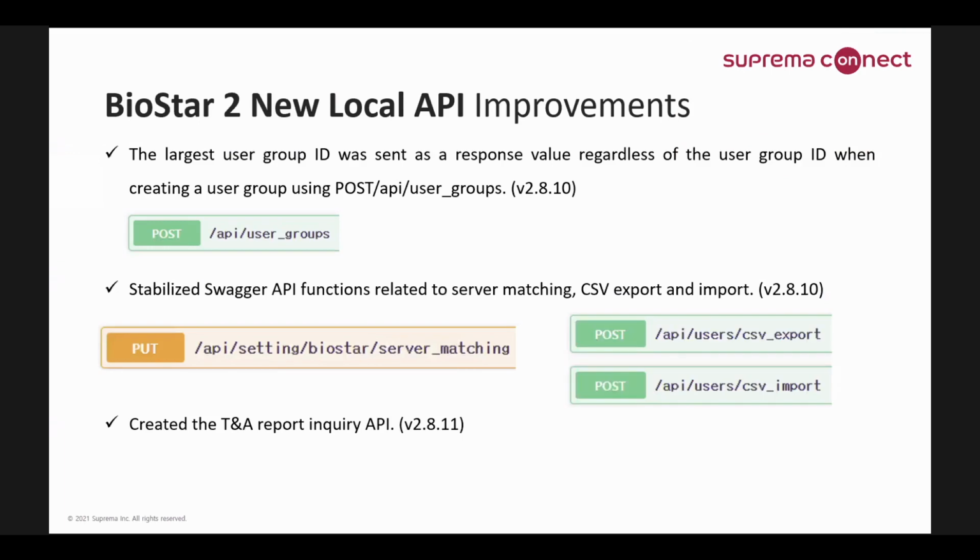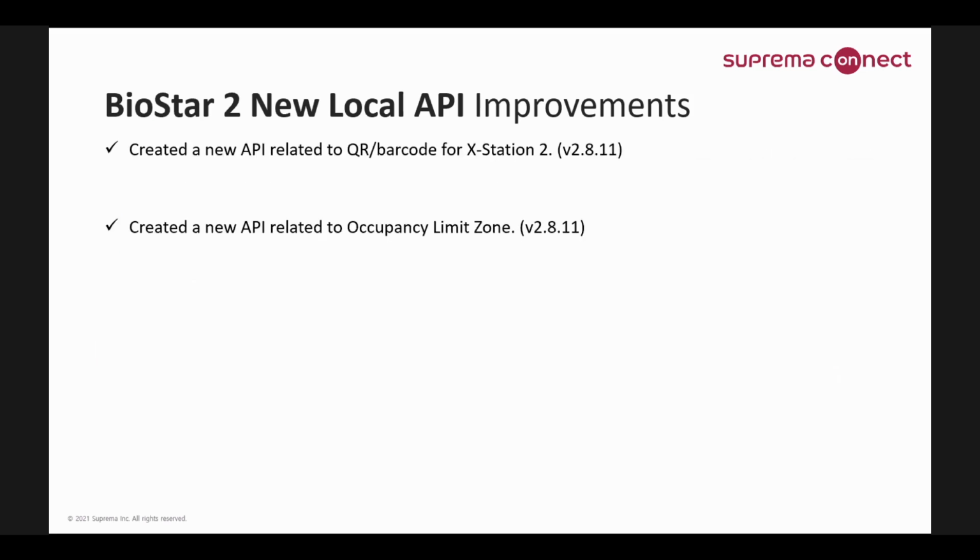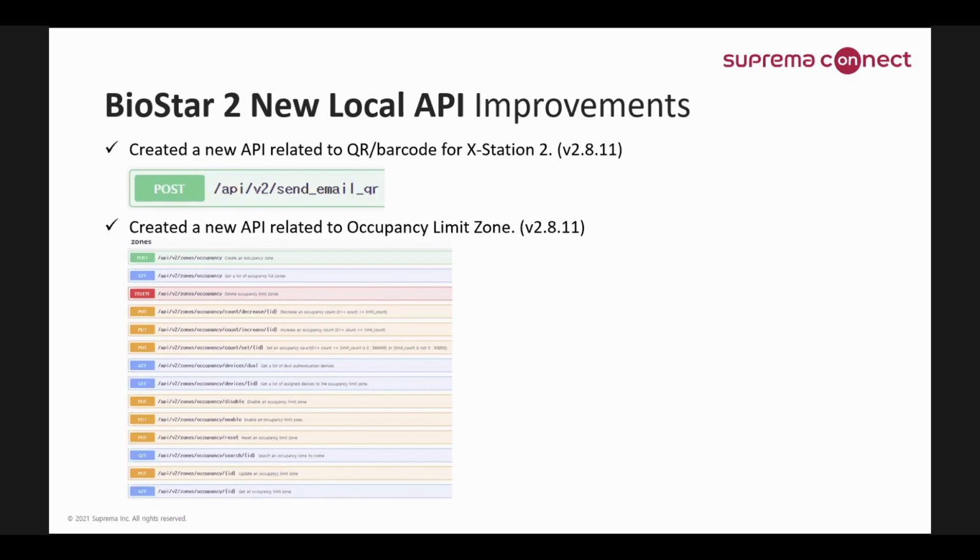If you're using BioStar 2 software server, you can review integration through API. In BioStar 2.8.10 and 2.8.11, we support several new APIs for the convenience of our customers. The first one is API for user groups, and the second one is server matching API stabilization, CSV export and import support. And from BioStar 2.8.11, we created the TA report API, and we will update how to use the TNA report related API on the Suprema technical support portal later. The following item is the new API for QR barcode for X-Station 2 and for Occupancy Limit Zone as well.